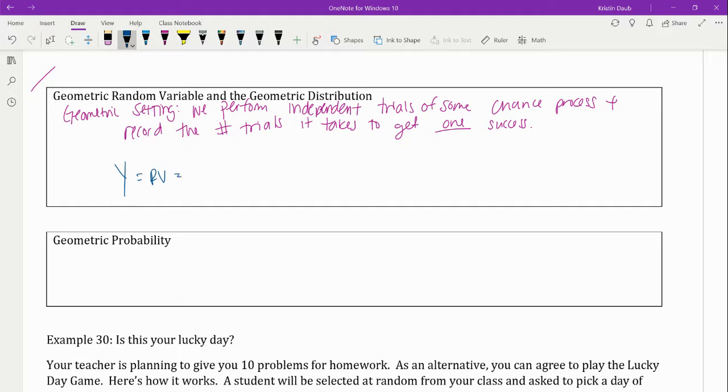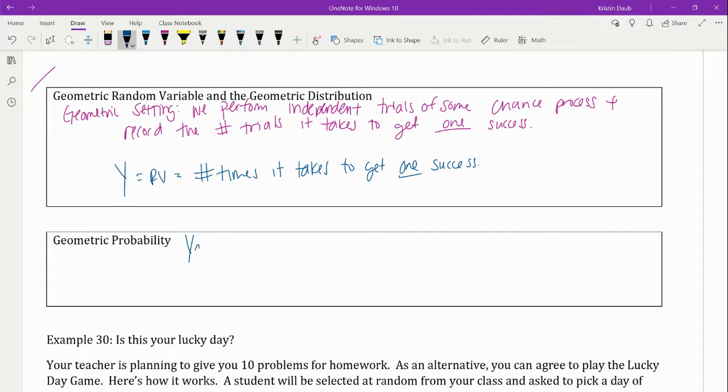Y is going to be our random variable, and y is always equal to the number of times it takes to get one success. Always. And it's always one success. It doesn't have to be y, but I'm just using y for this example. But if we're having a geometric distribution here, we want to continue this process until we get one success.